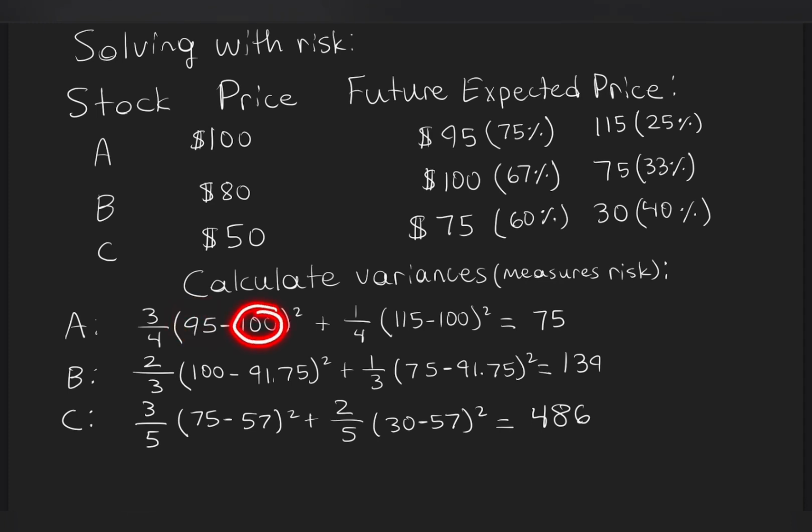And here is our expected value. You'll notice that these are all the expected values of all of the stocks. And we're going to use these expected values in the variance formula. So what we do is we take the future expected price, subtract it from the expected value, square it, and multiply it by the probability. And then we add it up for each of the probabilities. Over here, we only have two probabilities, 3/4 and 1/4. So we do that whole process and we get 75. So we can tell that this stock isn't very risky. And if you continue down to stock C, you can see that this stock is pretty risky because it has a higher variance.